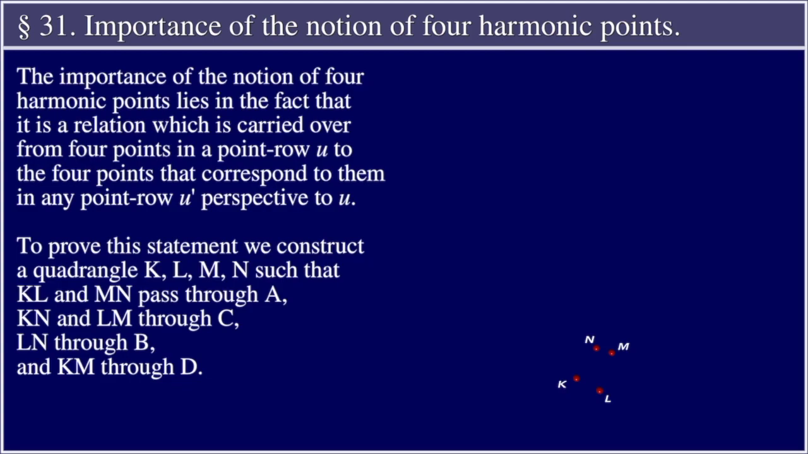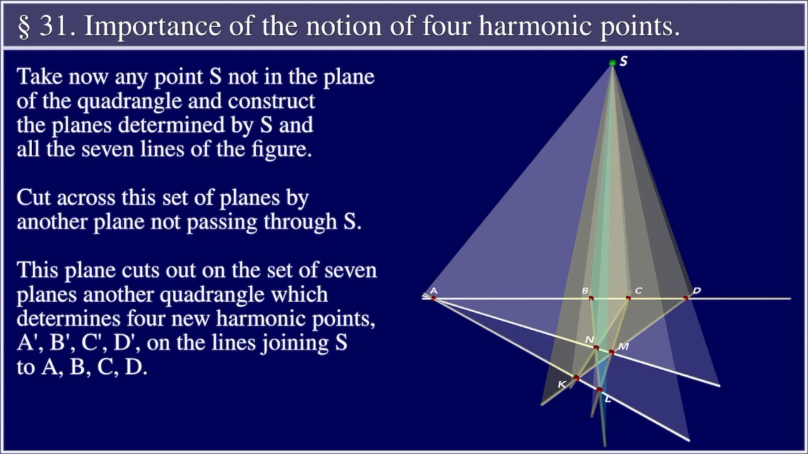To prove this statement, we construct a quadrangle KLMN such that KL and MN pass through A, KN and LM through C, LN through B, and KM through D. Now take any point S not in the plane of the quadrangle and construct the planes determined by S and all the seven lines of the figure. Cut across this set of planes by another plane not passing through S.